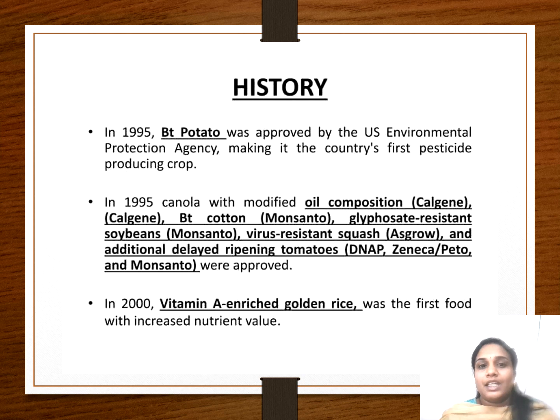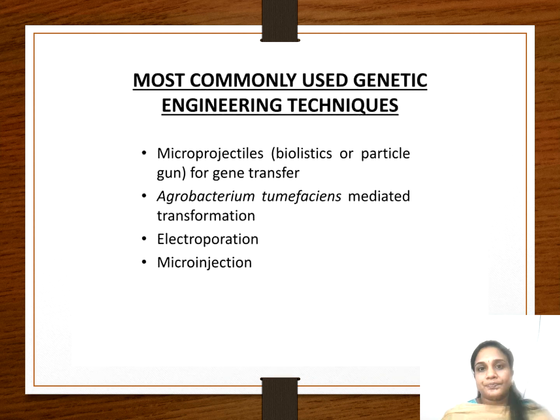1995, BT, that is Bacillus thuringiensis potato, was approved by the US Environmental Protection Agency, making it the country's first pesticide producing crop. In 1995, canola with modified oil composition, BT cotton, glyphosate resistant soybean, virus resistant squash, and additional delayed ripening tomato were approved. In 2000, vitamin A enriched golden rice was the first food with increased nutrient value.